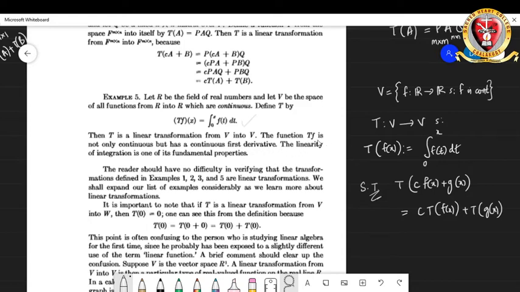The function T of f, the integral, is actually not only continuous, it also has a continuous first derivative. This happens because the integral sign, the integration, is always linear. So this will obviously happen.